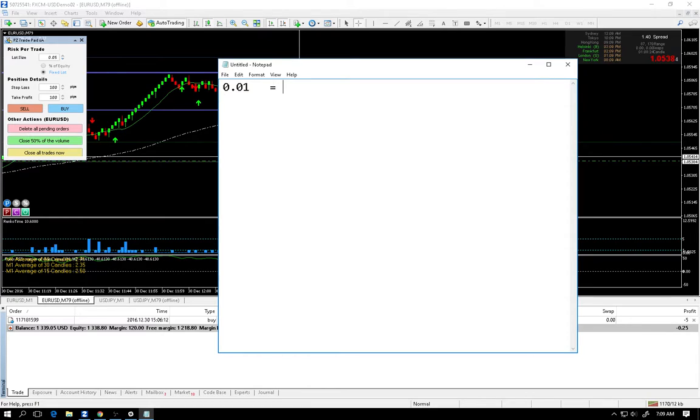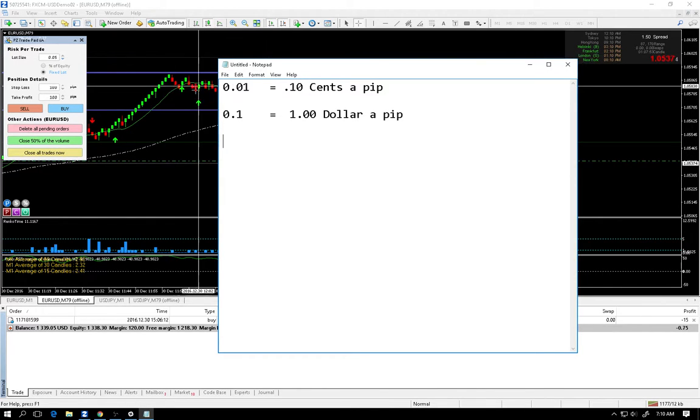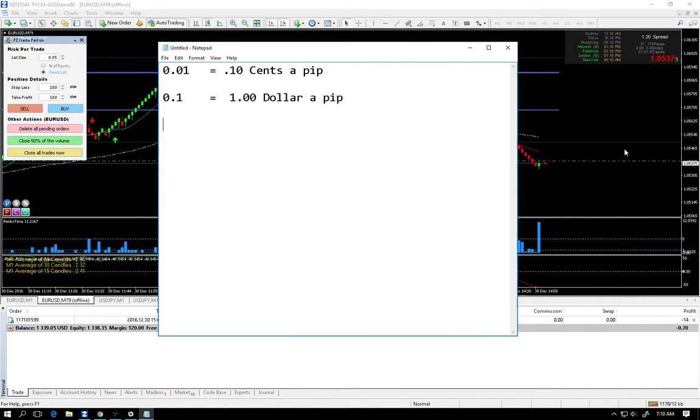0.01 equates to about 10 cents a pip. 0.1 equates to about... I showed it on the screen so y'all could see it, but that's basically what the equation comes out to. This is give or take, because each currency is going to have a slightly different value. But hopefully, for the person, Bert, you had asked about this. You weren't the only one, Bert. There were a ton of people who asked about it. So hopefully that clears up a little bit for you.